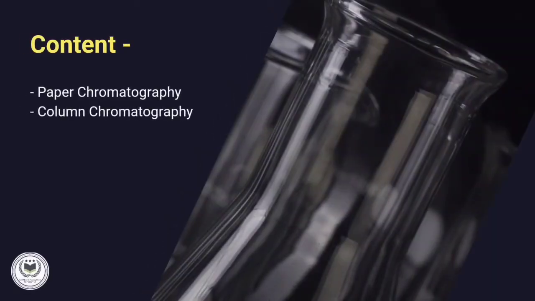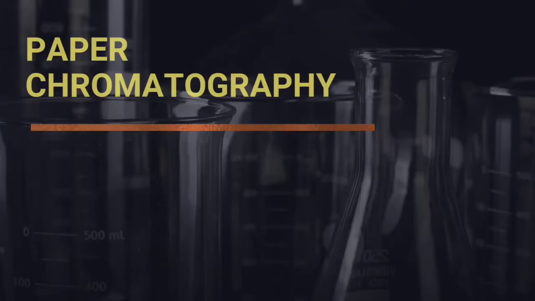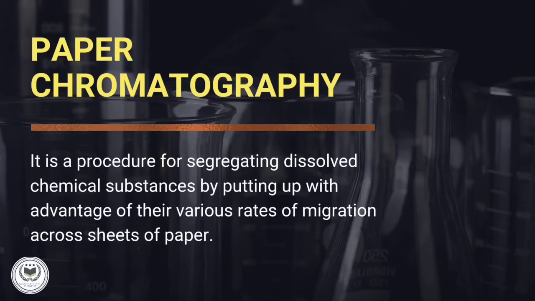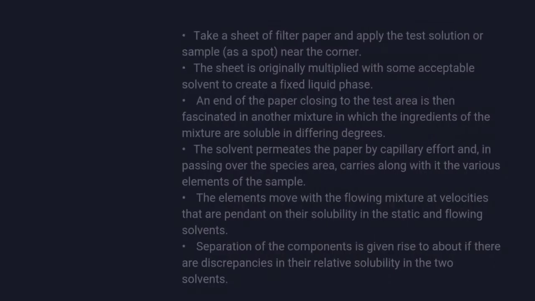Contents of this video are paper chromatography and column chromatography. Paper chromatography is a procedure for segregating dissolved chemical substances by taking advantage of their various rates of migration across sheets of paper. It is a cheap but influential analytical tool that requires very small quantities of substances.